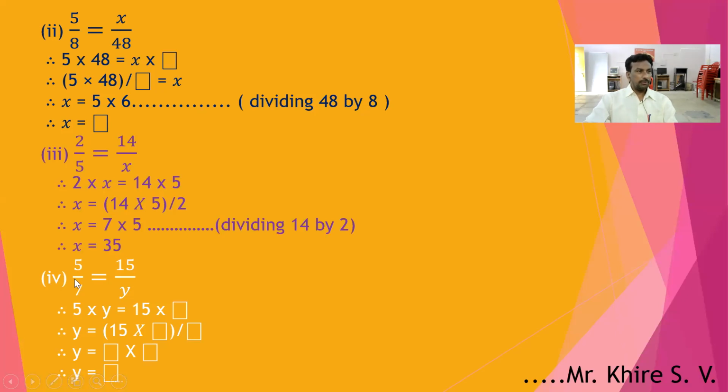Fourth example, 5 upon 7 is equal to 15 upon y. Means 5 into y is equal to 15 into 7. And y is equal to 15 into 7 divided by 5, the 5 goes to the RHS side, it will become upon 5. Then 5 3s are 15 and 3 into 7 is here. y is equal to 3 into 7. Then we will get y is equal to 21. Value of y is 21.